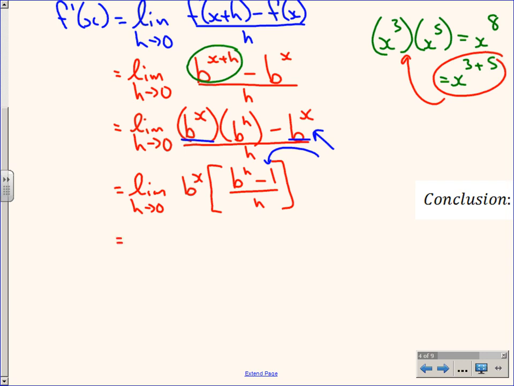So this part right here would be left with that minus 1. Now we've had to worry about limit rules before, and it's the same case here. We have the product of two things, and so I'm allowed to take the limit of each piece. So I'm going to take the limit of b to the x and multiply that by the limit of this fraction.